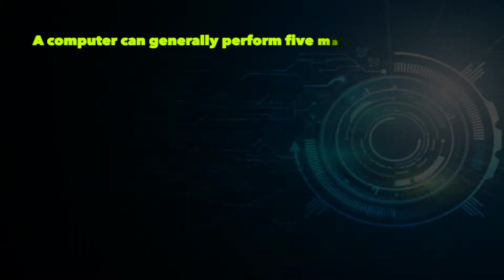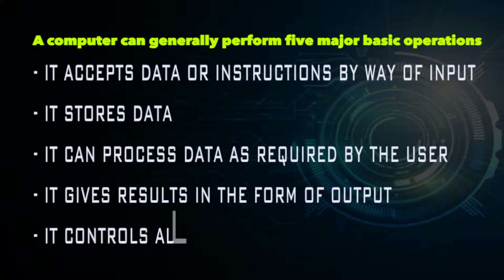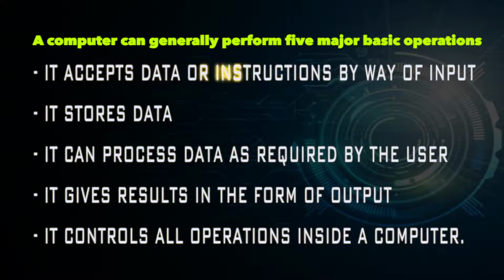A computer can generally perform five major basic operations or functions irrespective of their size and make. They are: it accepts data or instructions by way of input, it stores data, it can process data as required by the user, it gives results in the form of output, and it controls all operations inside a computer.